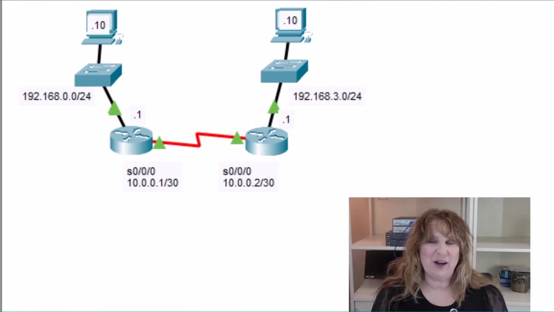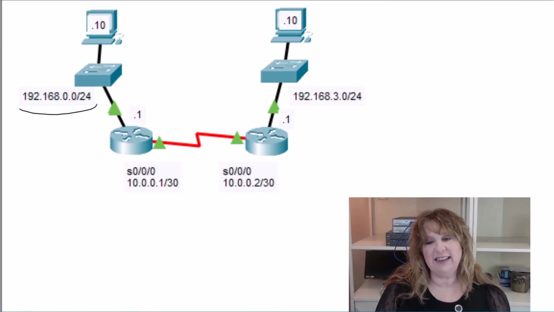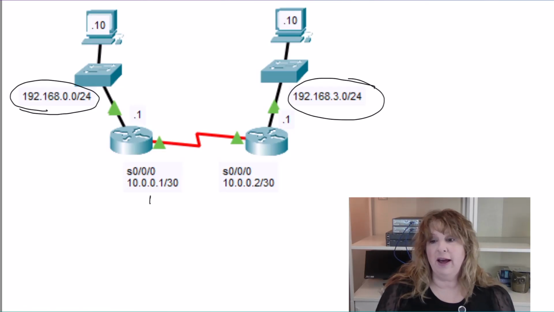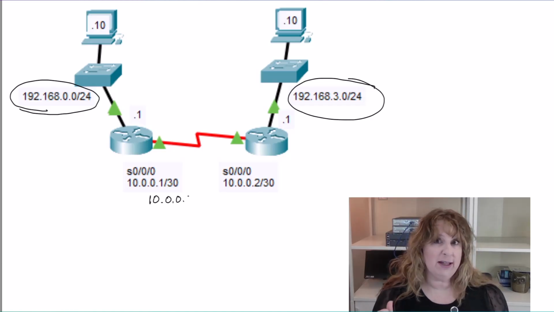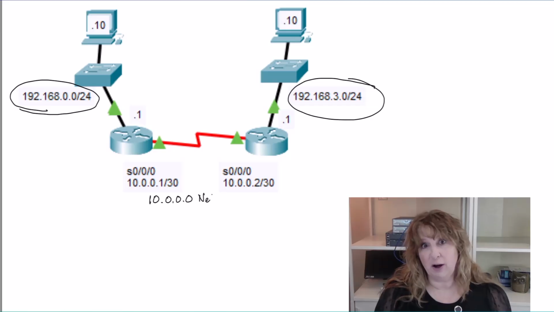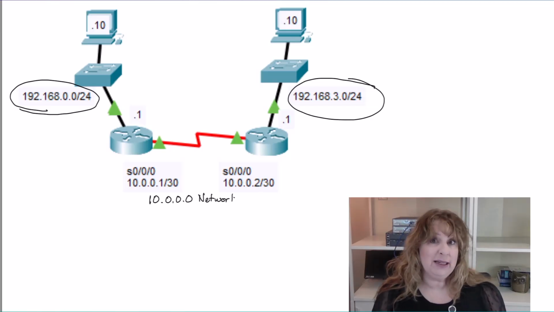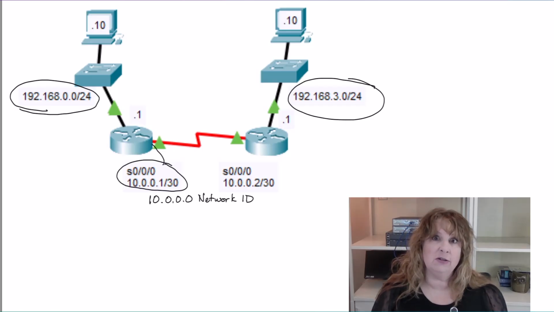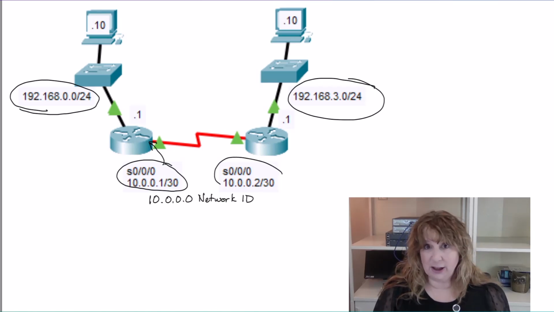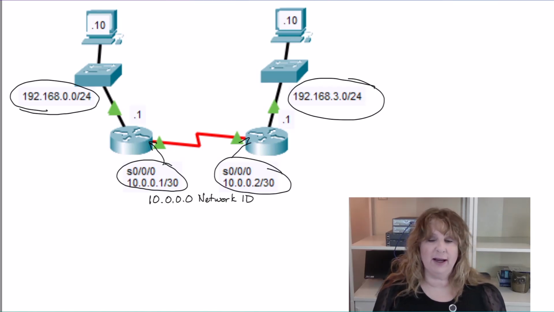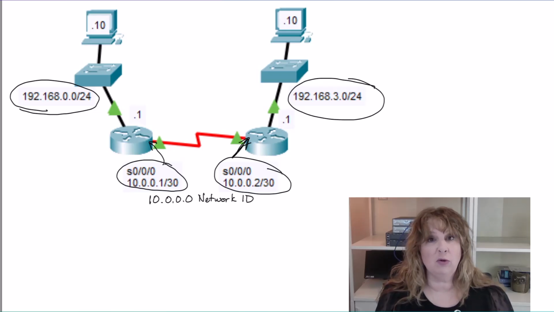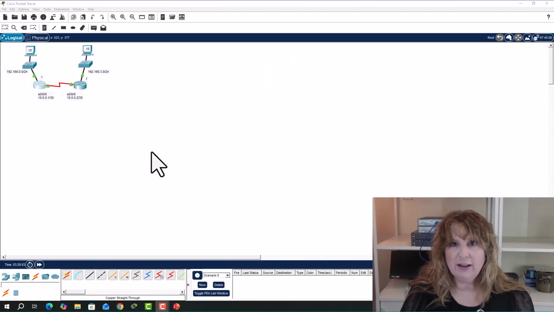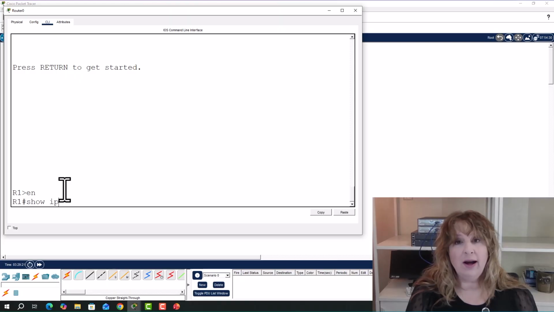All right. Here's our Packet Tracer network that we're going to use. We have a 192.168.0.0/24 network on the left. We have a 192.168.3.0/24 network on the right. In between our two routers at the point-to-point connection, we have a 10.0.0.0 network with a /30. So we have two usable IP addresses, 10.0.0.1 and 10.0.0.2.